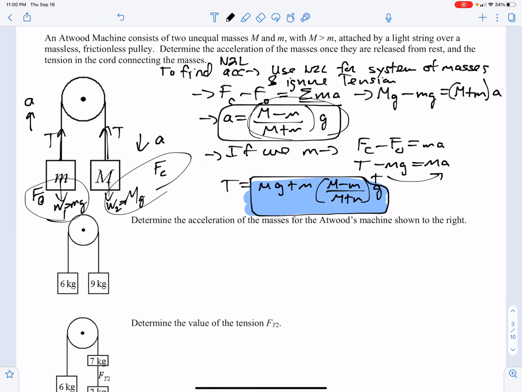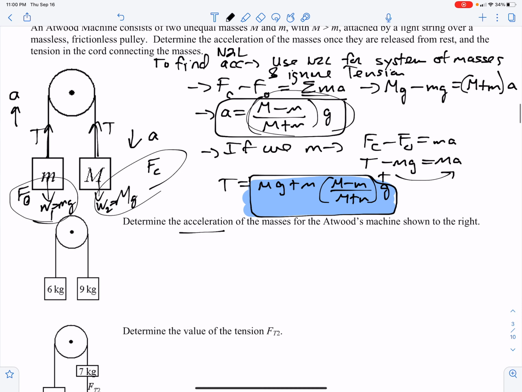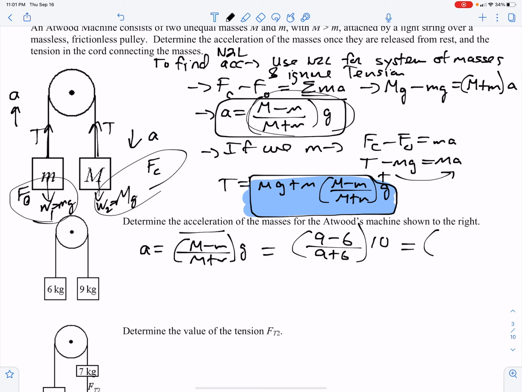Now let's determine the acceleration for the system that is shown here. Well, since we have the same situation as we have up there, I'm going to jump to the equation that we derived, which was the difference in the masses over the sum of the masses times g. So the difference in the masses would be 9 minus 6 over 9 plus 6 times 10. That would be 3 times 10 over 15. Acceleration would be 30 over 15, or 2 meters per second squared.